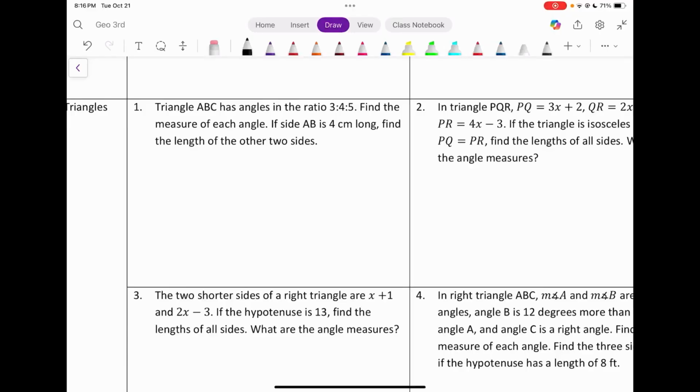Okay, next up we're going to solve some word problems involving triangles. Now let me warn you about something. I've given you an extra part on the end of each of these. So there's kind of two parts to each of these problems.